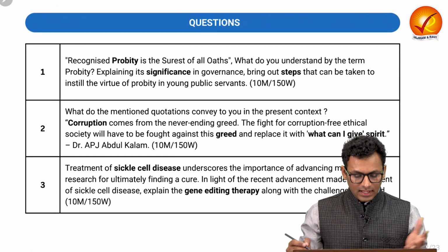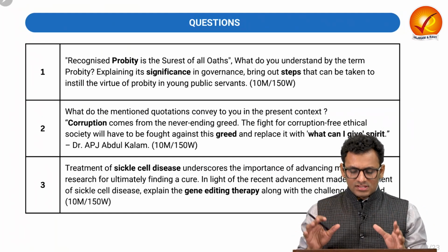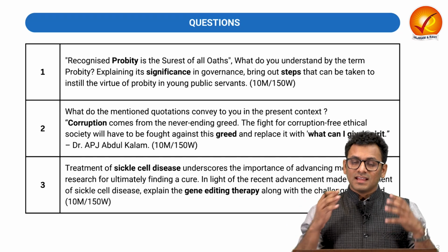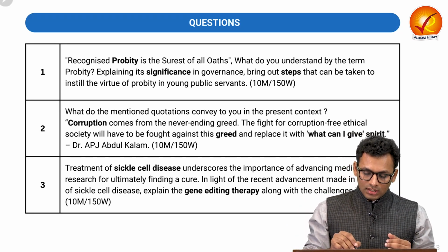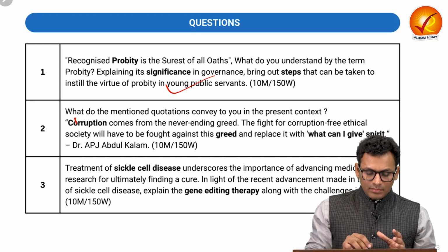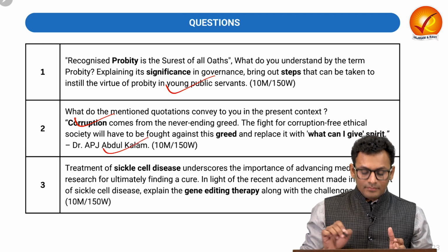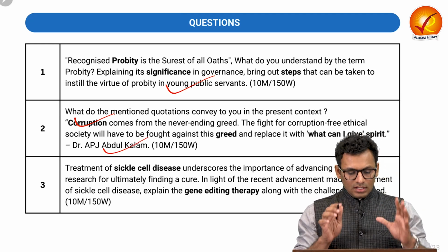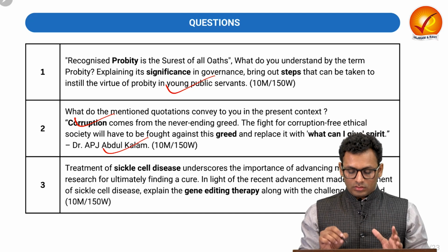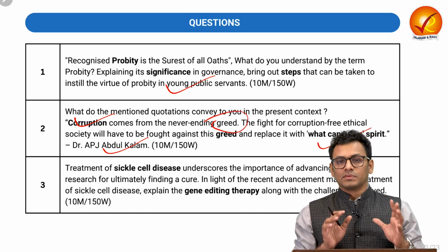The very first question we have is about probity, how it is significant for governance, and what are the kind of steps that we can inculcate to ensure there is probity in young public servants. Second question is about corruption. It's a quote by Dr. APJ Abdul Kalam. Over here, we are going to see how corruption is a product of greed, and to eliminate that, we need to have the "what can I give" spirit.